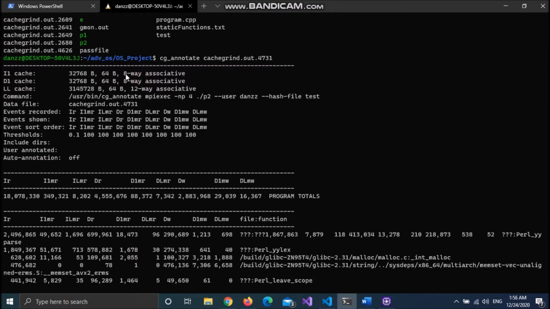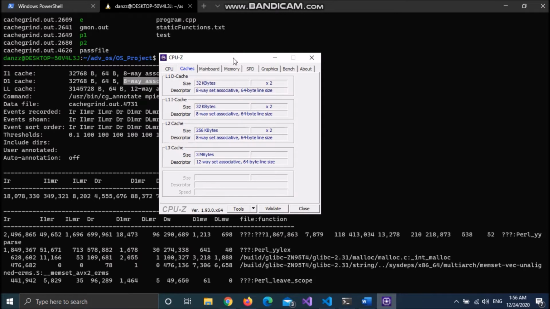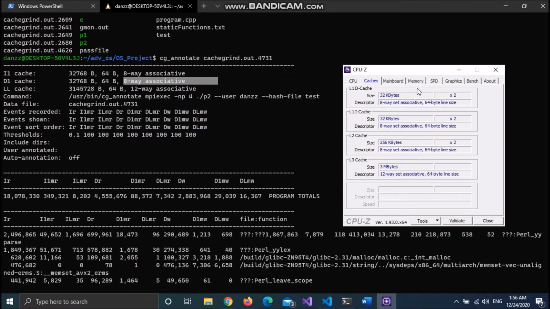Oh, and it says it is 8-way associative, and D1, data at level 1 cache, also 8-way associative, and LL cache means the last level. In this case, level 3 cache is 12-way associative. This can also be verified through this application. As you can see, 64 byte line size. So this is what the 64 is referring to. So 8-way set associative, 8-way set associative, and at level 3 it is 12-way set associative.